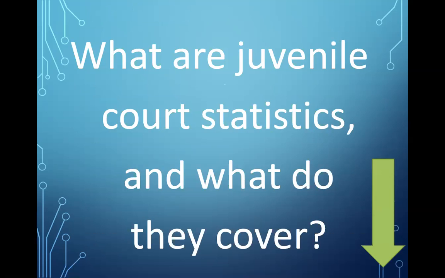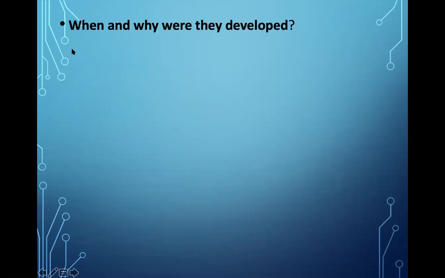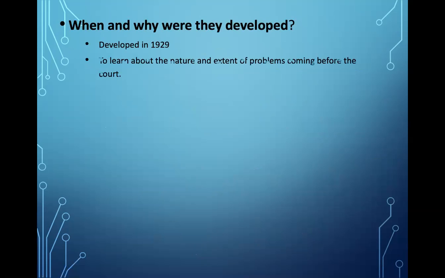And okay, so what are juvenile court statistics and what do they cover? I just kind of talked to you about what the police are reporting to the UCR. So what are the juvenile court statistics? Because like I said, UCR gets its numbers from the police and they get their numbers from the juvenile courts. So what do the juvenile court statistics cover? When and where were they developed? Well, they were developed in 1929, so it's been a long time we've been doing this.